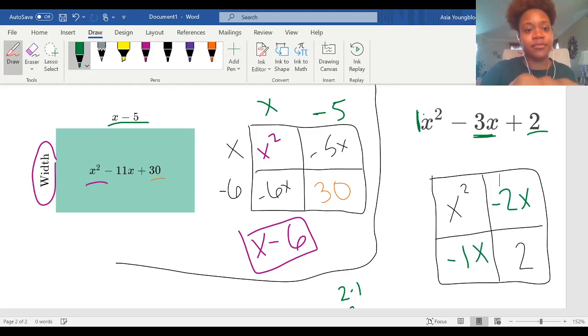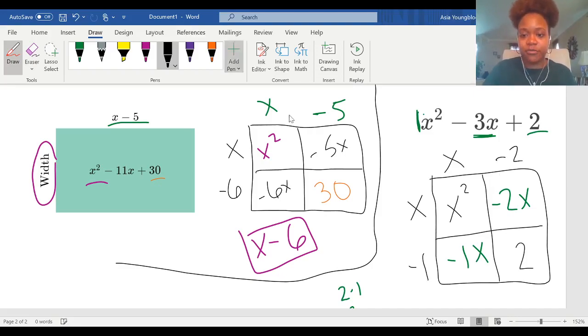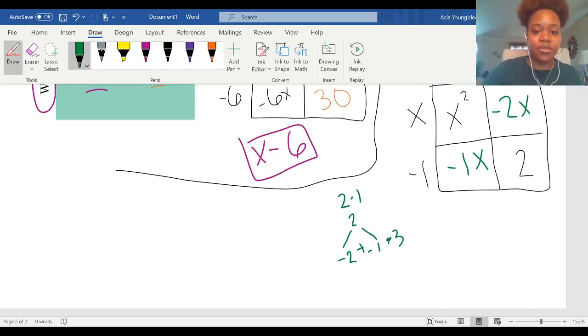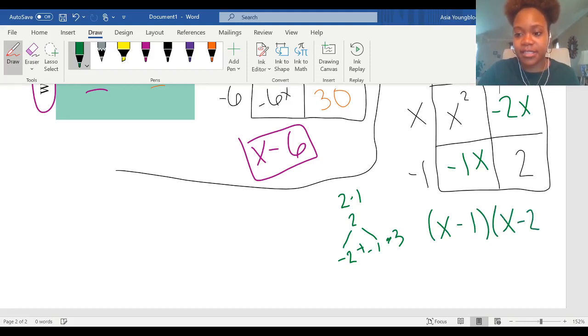So again, we're going to split this negative 3 into negative 2x and negative 1x. And now we're factoring. So we have x and x. If this is x here, negative 1 has to go here. This is negative 1, negative 2 has to go here. If you want to check it, you would do x times x is x squared. X times negative 2 is negative 2x. Negative 1 times x is negative 1x. And negative 1 times negative 2 is 2. So the two binomials that were multiplied to get x squared minus 3x plus 2 were x minus 1 times x minus 2.